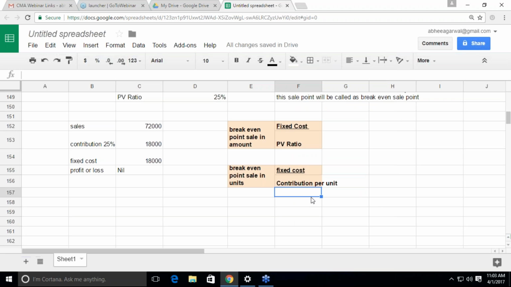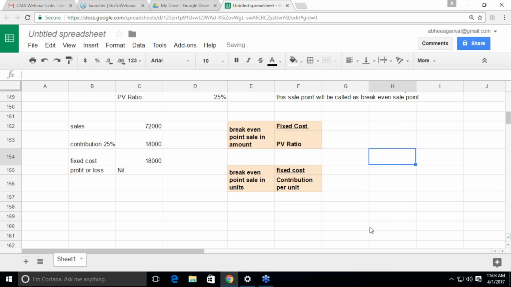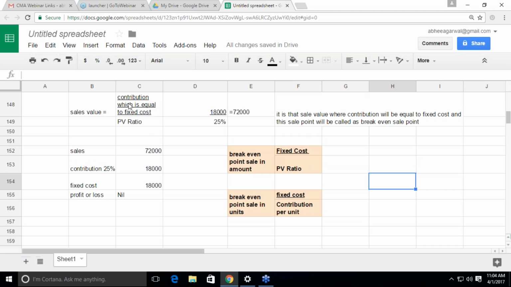And I also explained how these formulas got derived. So why fixed cost in the numerator? Because this is not fixed cost, this is representing the contribution which is equal to fixed cost. So these very important formulas we have derived in this study session.